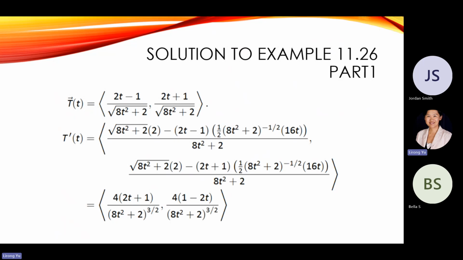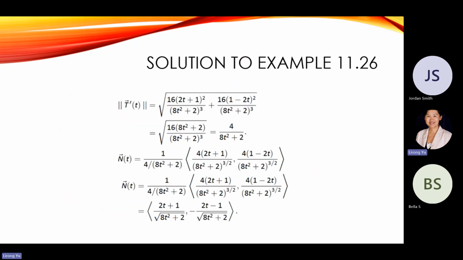Some of the terms can be combined together. We have to move that -1/2 power down to the denominator to get a denominator of 3/2 power. Both the first component and second component have a similar format, so you compare and then simplify them. They have very similar form. And then we can find the magnitude of this vector. And so in the division, we find the magnitude and divide the original derivative by the magnitude. We end up having the normal vector.